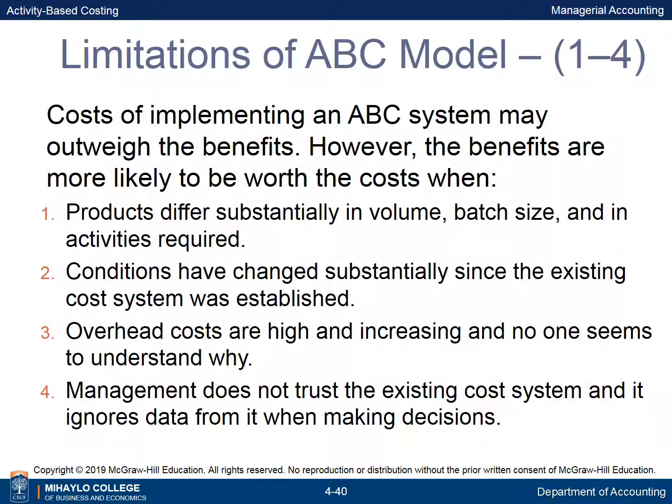The cost of implementing an ABC system may outweigh the benefits. However, the benefits are more likely to be worth the costs when 1. Products differ substantially in volume, batch size, and in the activities they require. 2. Conditions have changed substantially since the existing cost system was established. 3. Overhead costs are high and increasing, and no one seems to understand why. 4. Management does not trust the existing cost system, and it ignores data from it when making decisions.